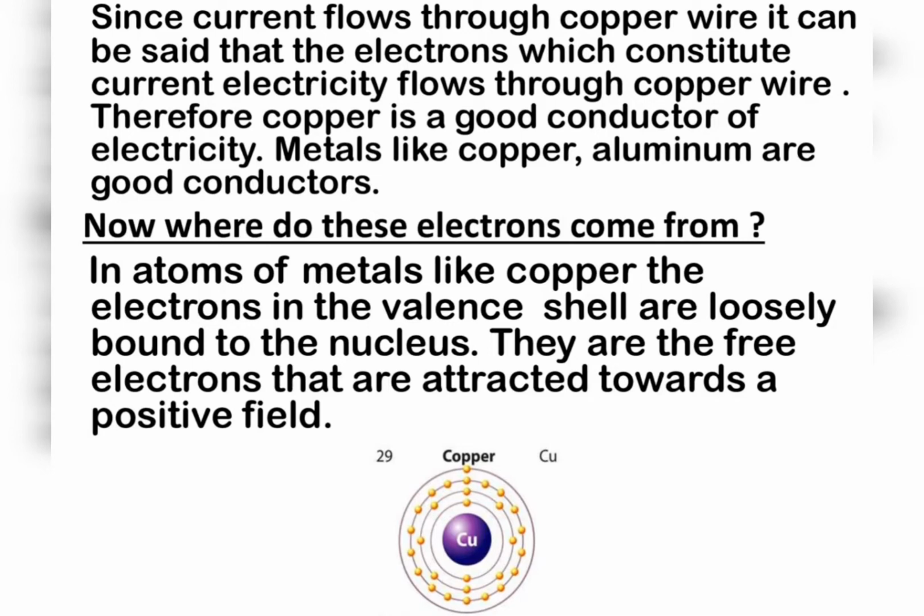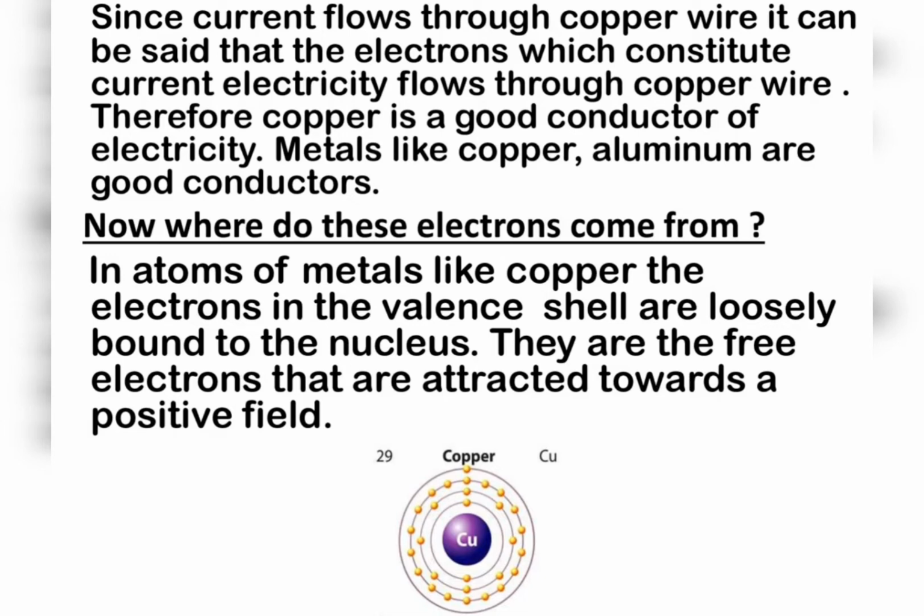Now from where do the electrons come, which are free to move? Generally we know that in an atom, the nucleus attracts the electrons that revolve around itself in the orbits. But we also know that the force of attraction gradually decreases as the electrons move in the bigger shells, meaning the outer shells. The force of attraction on the outer shells decreases.